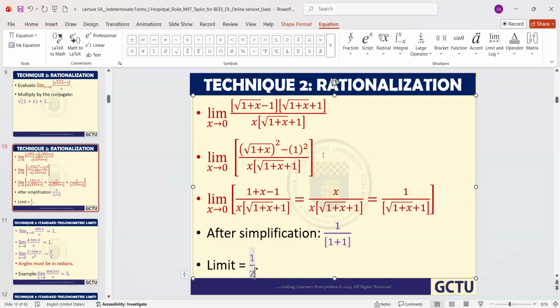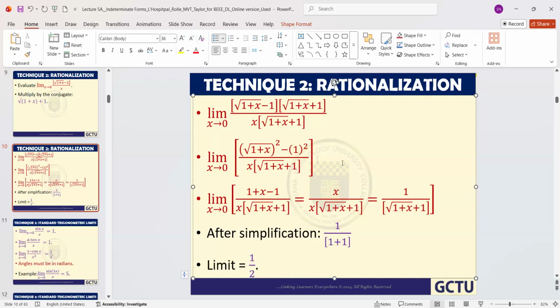Please, is there any question with respect to this? I'm hoping that you remember the use of conjugates. So multiplying the numerator and the denominator, we end up getting rid of the square root in the numerator.